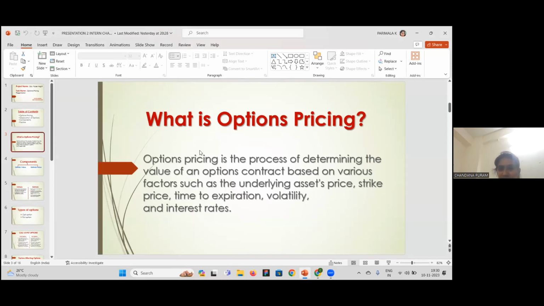Options pricing is the process of determining the value of an options contract based on various factors such as underlying asset's price, strike price, time to expiration, volatility, and interest rates. It is a process to determine the value of an option, and these are the factors that are taken into consideration: stock price, strike price, time to expiration, volatility, and interest rates.